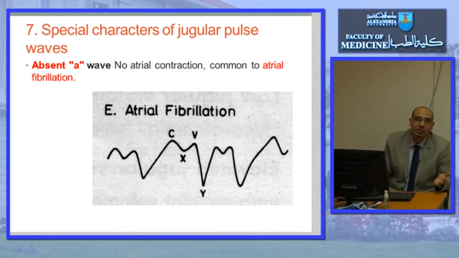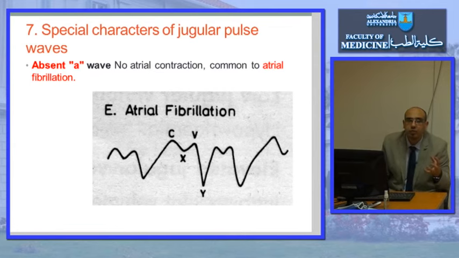But when the A wave is completely absent, remember that the A wave is atrial contraction. The A wave is absent when the atria do not contract effectively, in cases of atrial fibrillation. In atrial fibrillation, the atria contract at about 200 to 300 beats per minute. It is fluttering. There is no powerful atrial contraction, so the A wave is absent.